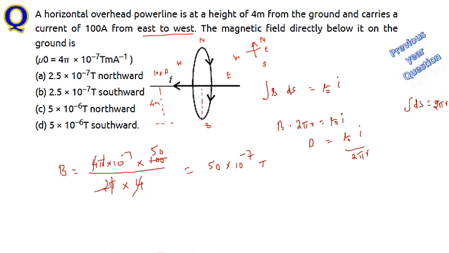But you just see that option, it is not there. So you just mention here 5 into 10 power minus 6 Tesla. So the answer in this case here is 5 into 10 power minus 6 Tesla. And the direction, southward, I have already mentioned from Ampere's right hand palm rule. So this is the magnetic field direction, towards south.